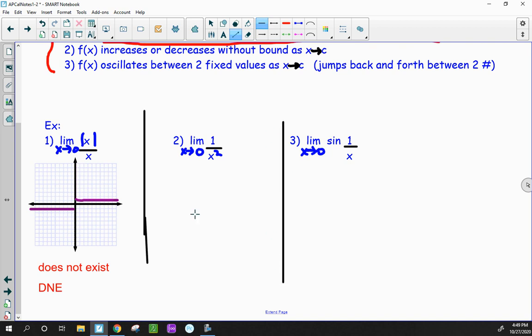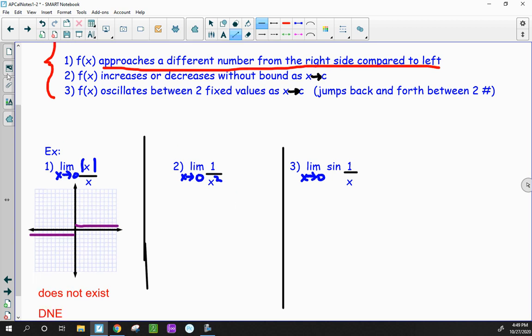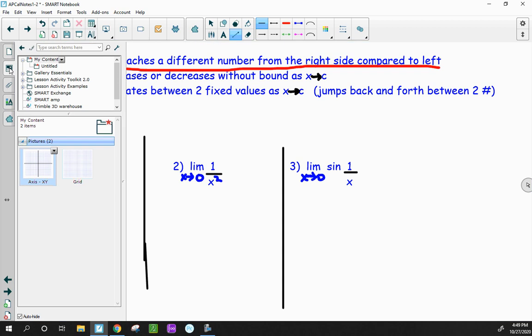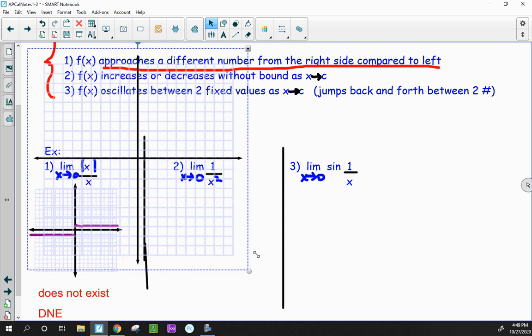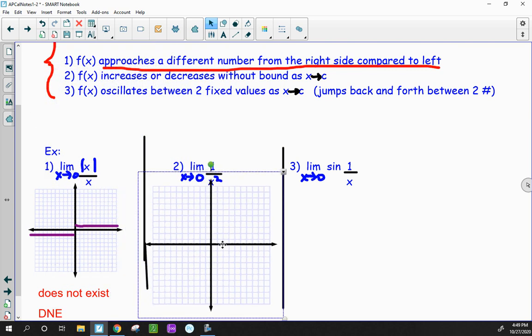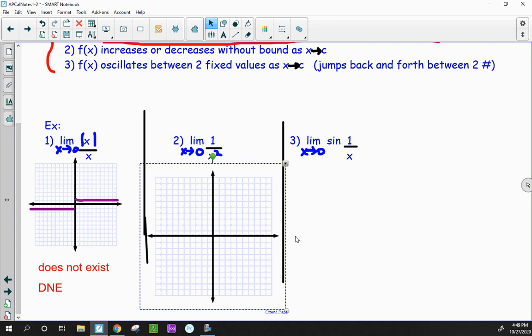Okay, let's try number 2. On question 2, we're going to do the graphic approach again. I want you to type in y equals 1 over x squared. 1 over x squared. Okay, so we'll try that right now.